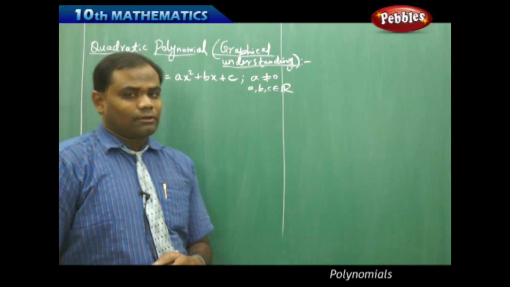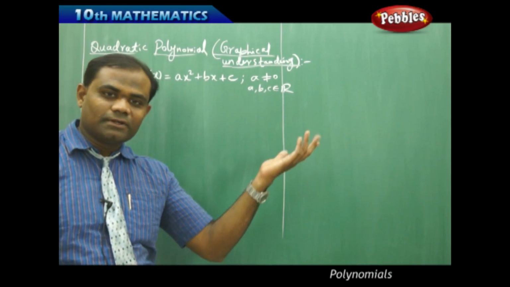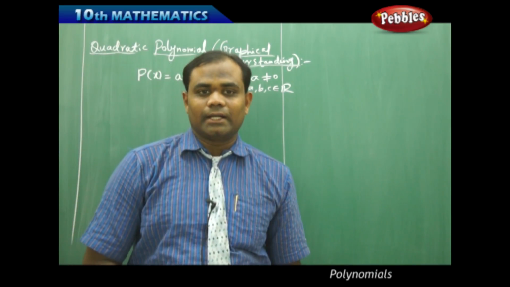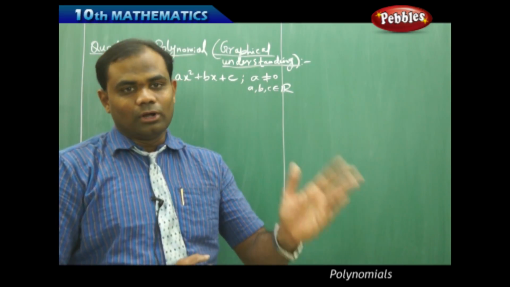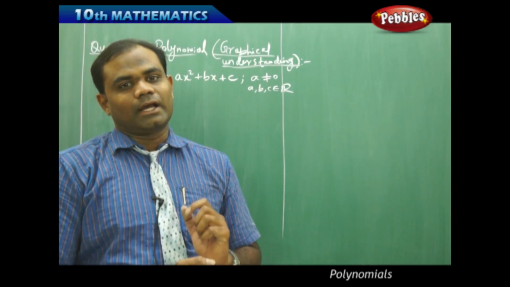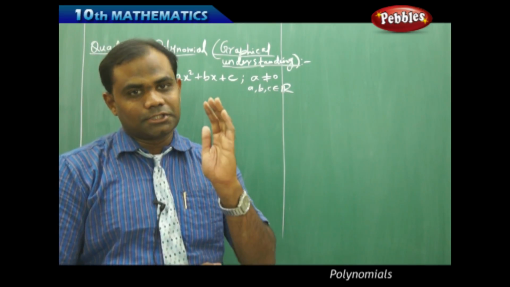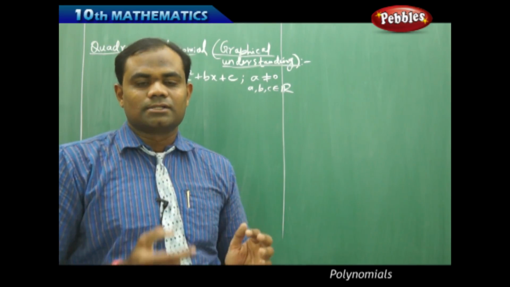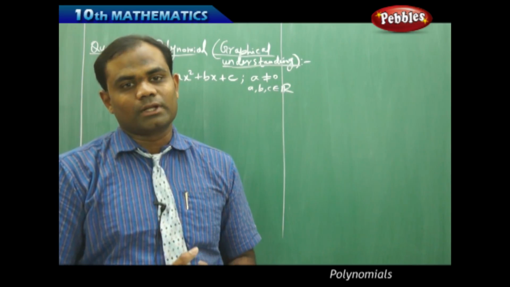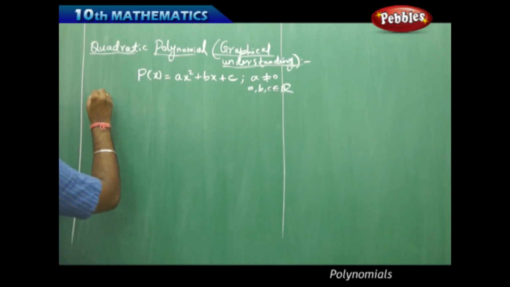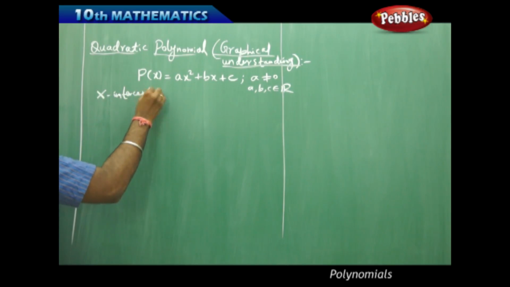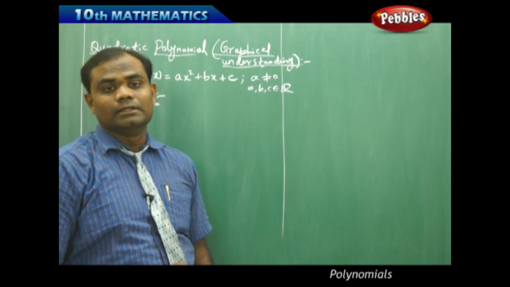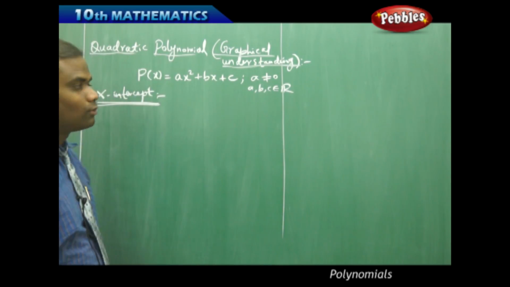Now before we start with the graphical understanding, as in the previous session we have discussed that an x-intercept is the intersection of the polynomial with x-axis and y-intercept is the intersection of the polynomial with y-axis. Similarly, it holds for any polynomial considered. So here my x-intercept is what I need to find before I graphically draw the quadratic polynomial.